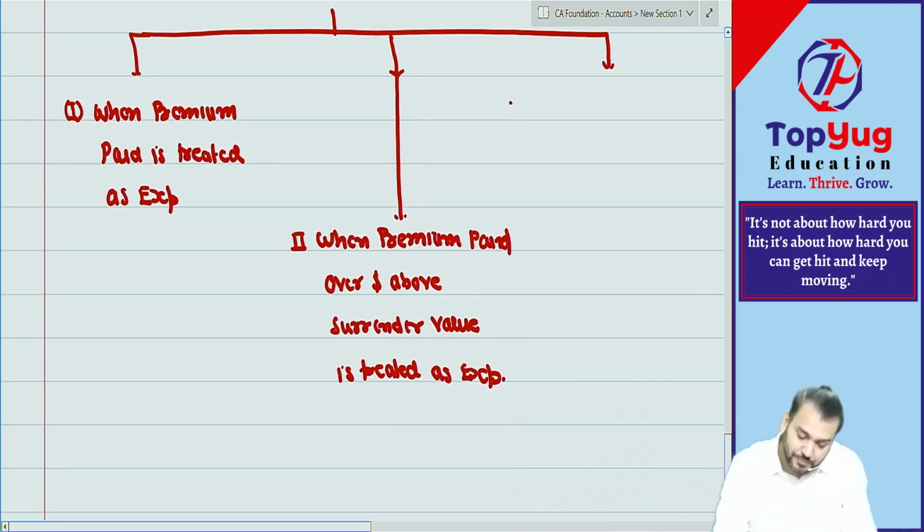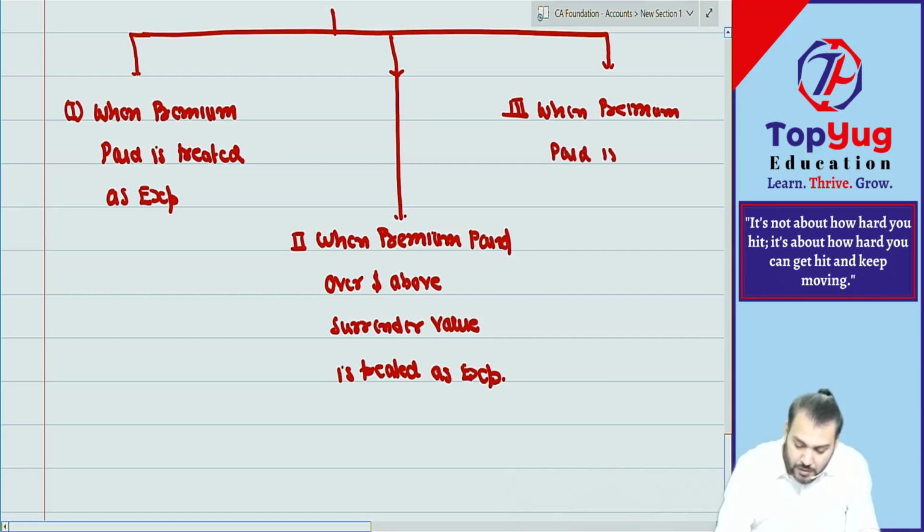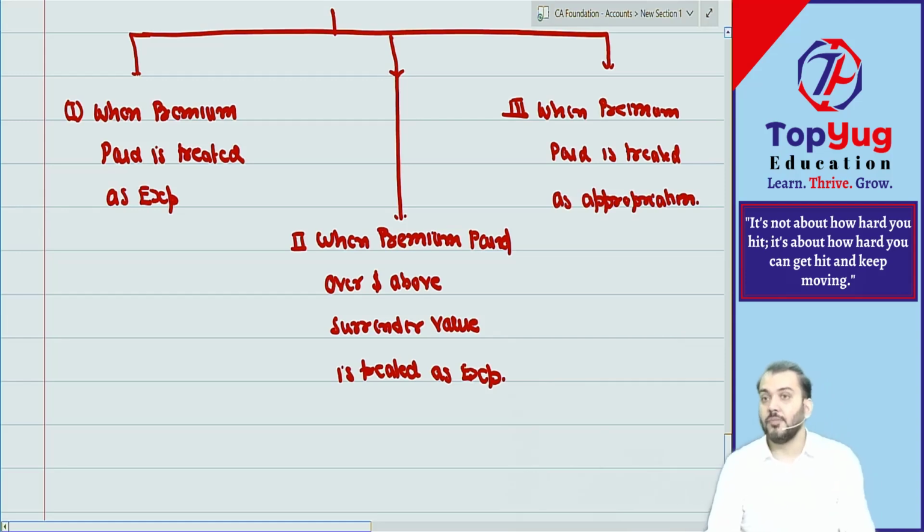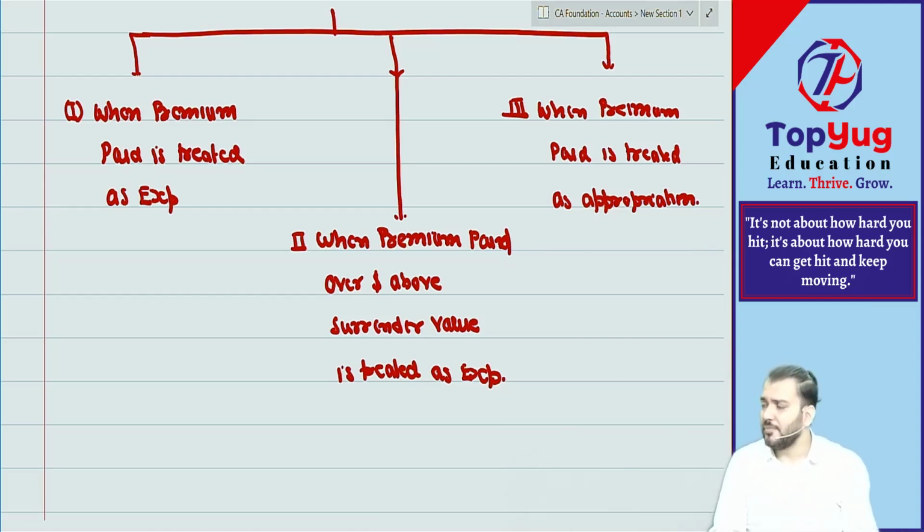Correct. Third approach: when premium paid is treated as appropriation. Some accountants say it is not an expense. It is an item of appropriation.